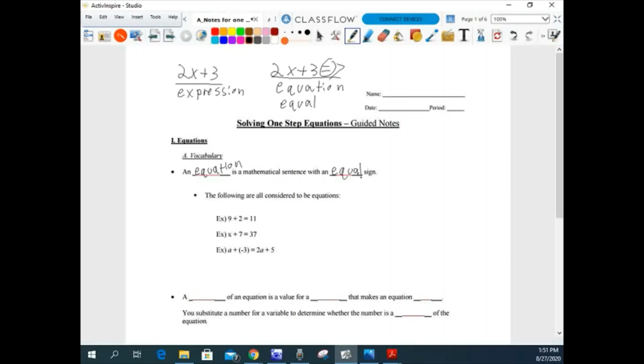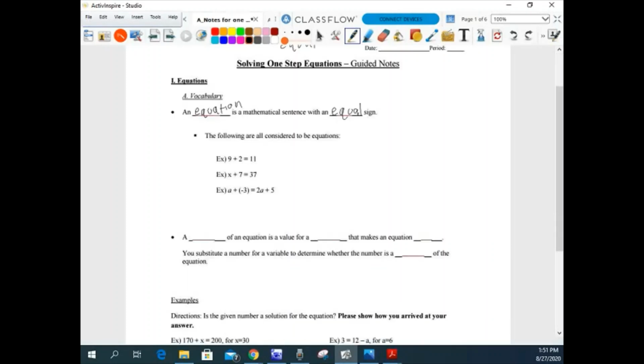Here are some more examples of equations. 9x plus 2 equals 11. x plus 7 equals 37. a plus negative 3 is equal to 2a plus 5. Each one of these has an equal sign, making them an equation.